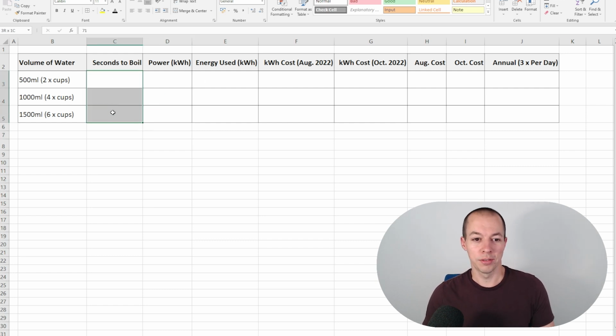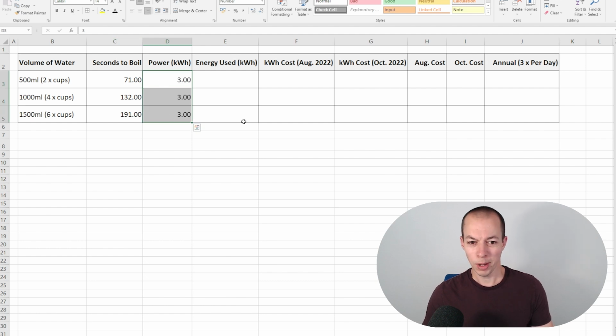So let's do the first column here. I've converted all of those times into seconds. So it was 1 minute 11, 2 minutes 12, and 3 minutes 11. So 71 seconds, 132 seconds, and 191 seconds. Now all three of them, because it was the same kettle, basically added around 3 kilowatt hours to the power draw. Now, in reality, it was just under that, but for ease of figures, I've just rounded it up to 3 kilowatt hours. So how much energy was actually used?